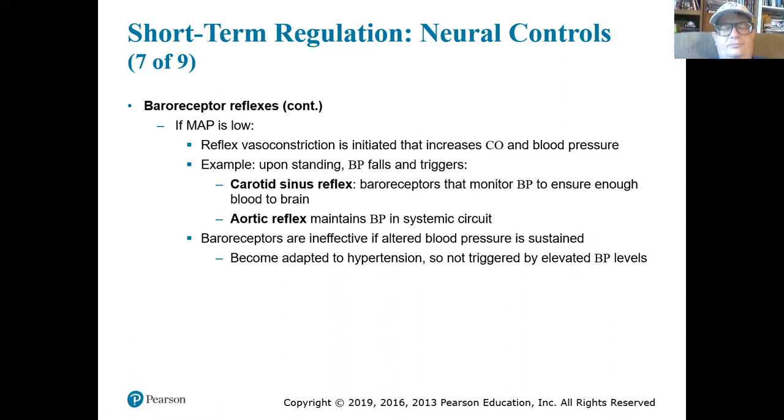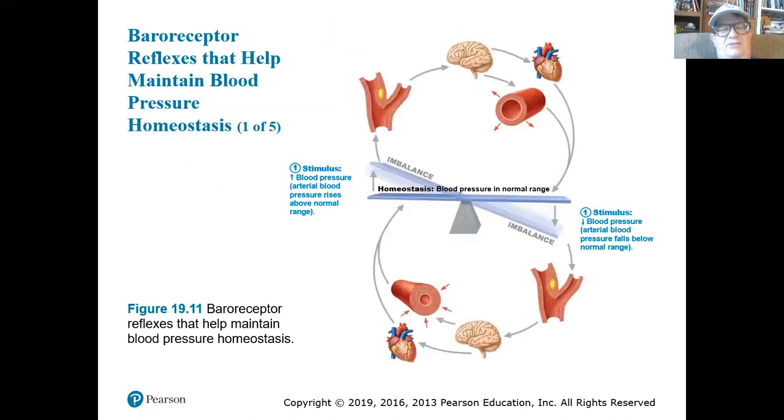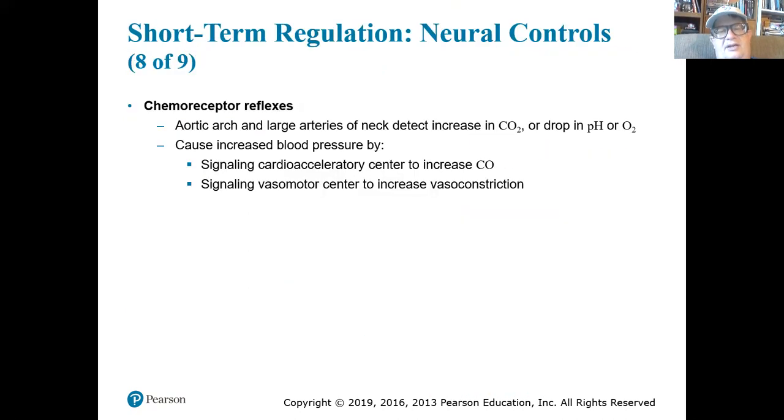So baroreceptors are ineffective if altered blood pressure isn't sustained. They get adapted by hypertension, and that means that they're not triggered when you have this elevated blood pressure level anymore. But it's your classic negative feedback mechanism.